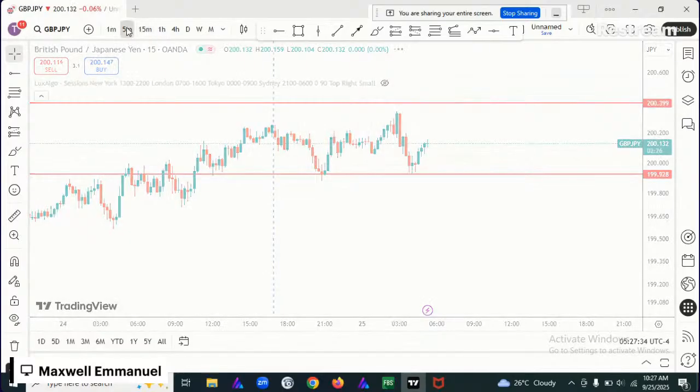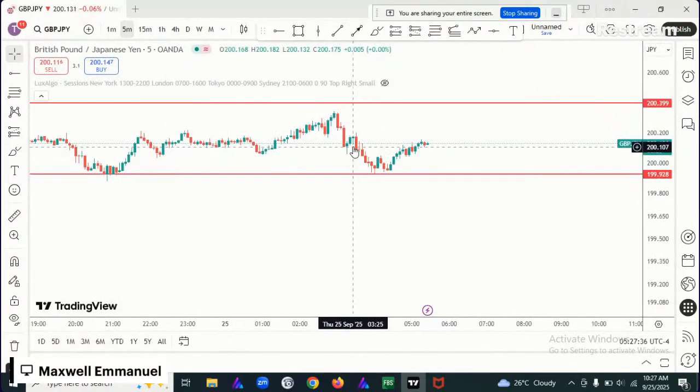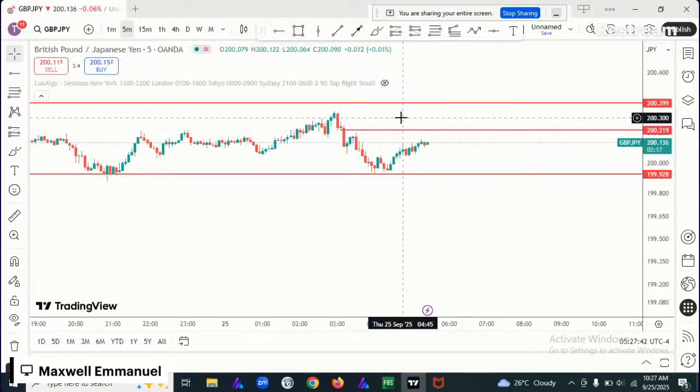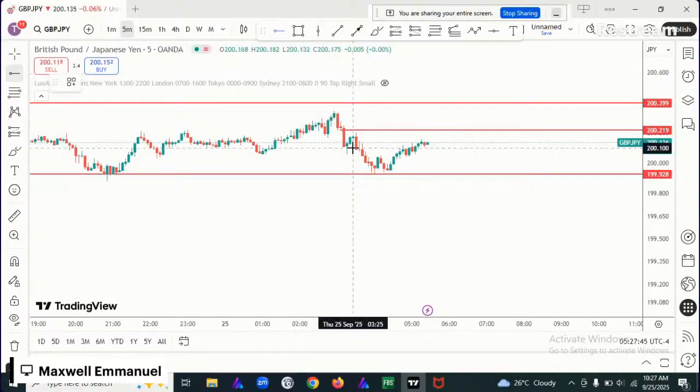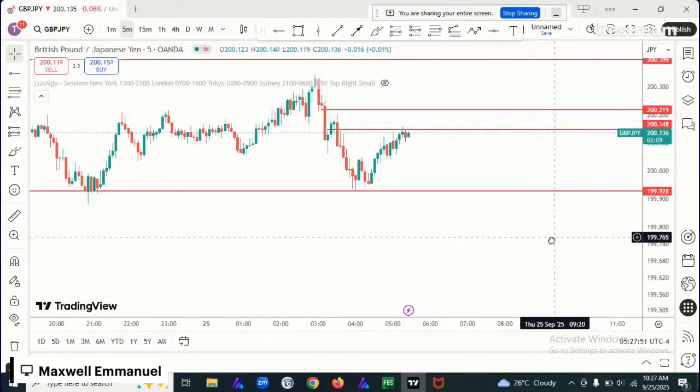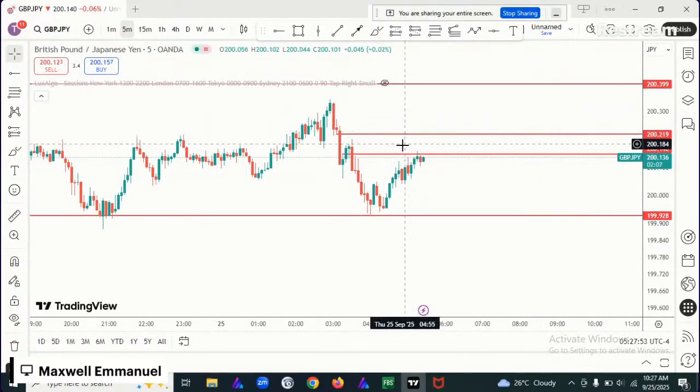Let's see, 5 minutes. So you can see we have this fair value gap here. GJ might come fill this fair value gap before going bearish. Where it goes bearish, it might fill this gap.